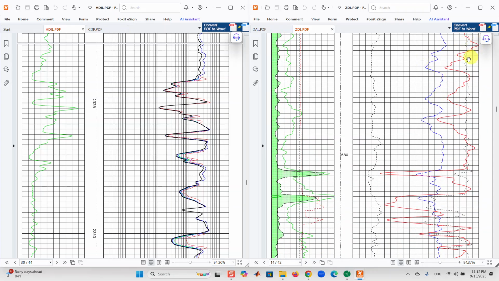Both RHOB and NPHI should have compatible trends with each other. In these areas, RHOB is placed on the right-hand side of the neutron log NPHI. So these intervals are dolomitic layers.